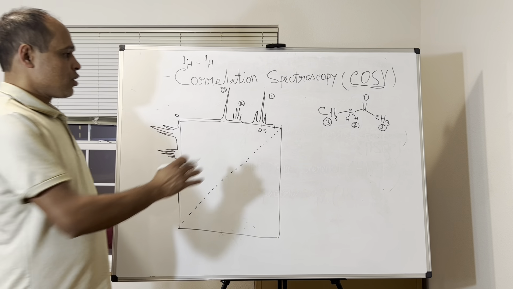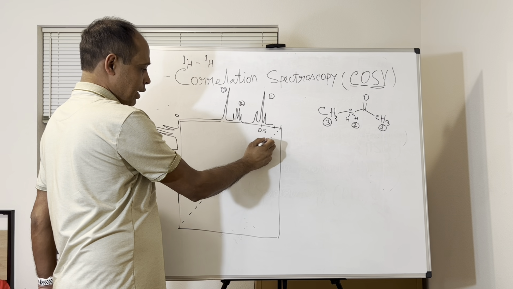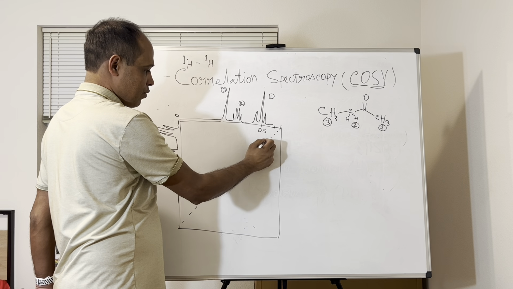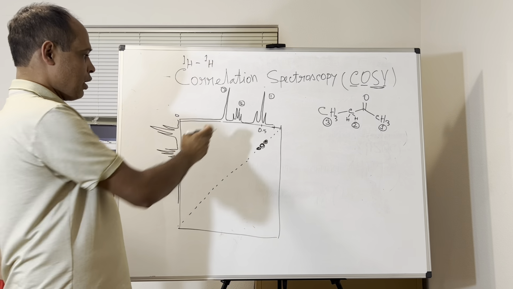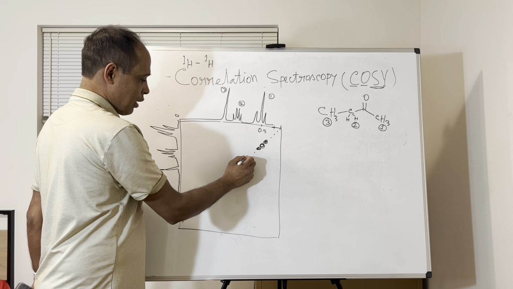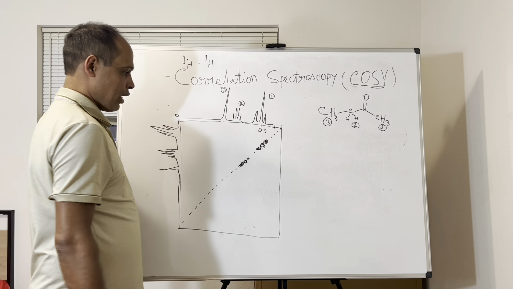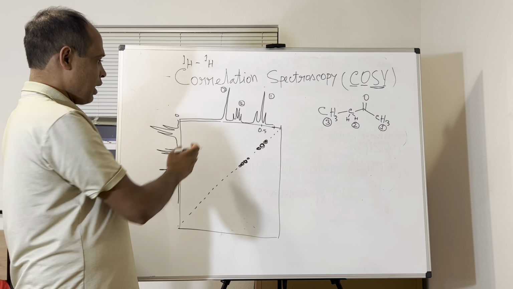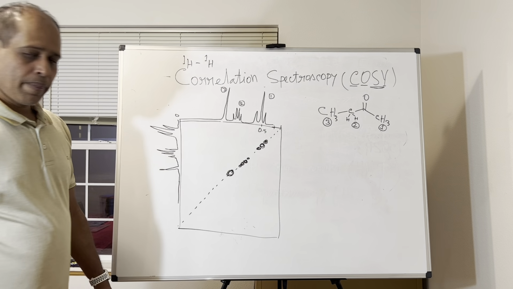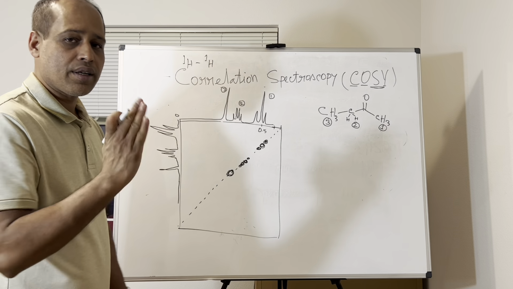Okay, so this triplet will give you a pattern like this in a diagonal. This quartet has 4 peaks, so depending on the intensity, you will see something like this in the diagonal. And this singlet will give you this singlet.